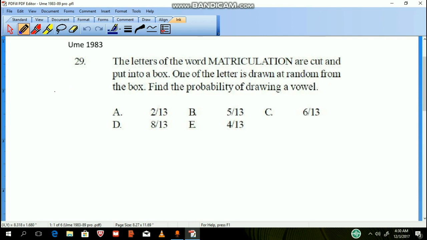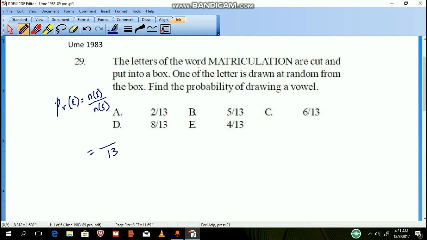We know that the probability of any event will be equal to the number of required outcomes over the number of total possible outcomes. In this case, the total possible outcomes are 1, 2, 3, 4, 5, 6, 7, 8, 9, 10, 11, 12, 13. There are 13 letters there, so we have something over 13.